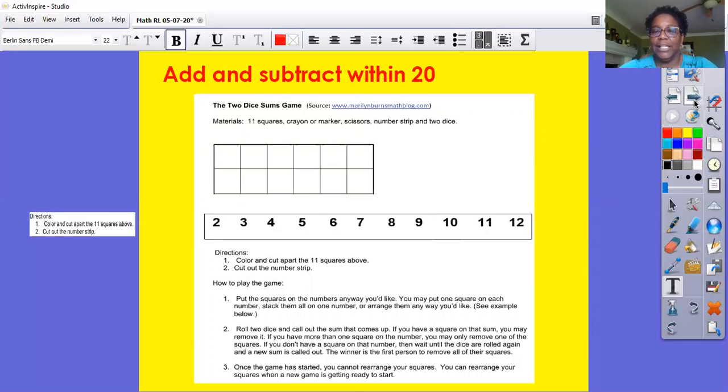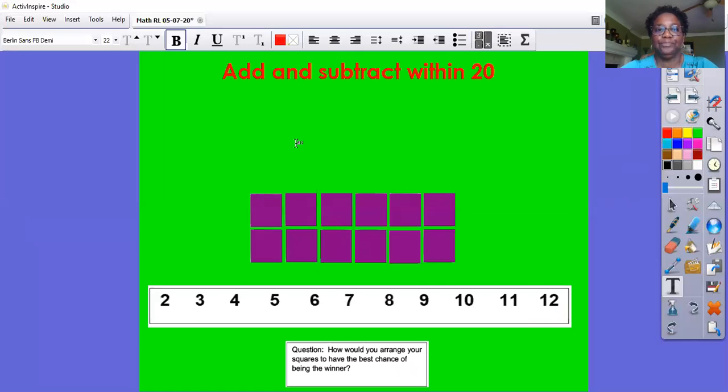Let's go ahead and look at what we've done. It says, add and subtract within 20. We have our squares. I colored my squares purple. That's because it's my favorite color. What color did you color your squares?